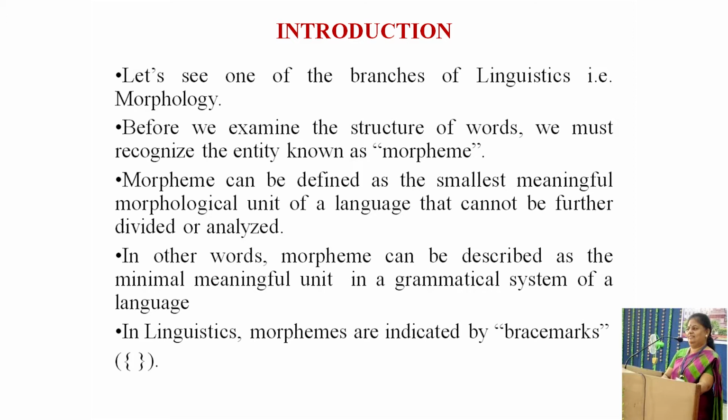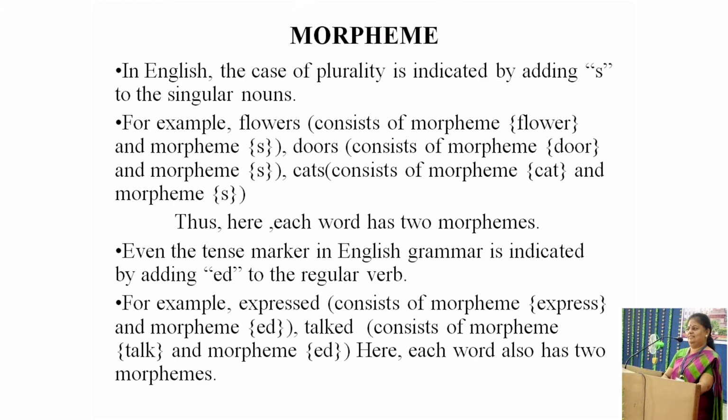In linguistics, morphemes are indicated by brace marks. In English, the case of plurality is indicated by adding "s" to singular nouns. For example, flowers consist of the morpheme flower and the morpheme "s." Doors consist of the morpheme door and the morpheme "s." Cats consist of the morpheme cat and the morpheme "s." Thus, here each word has two morphemes.